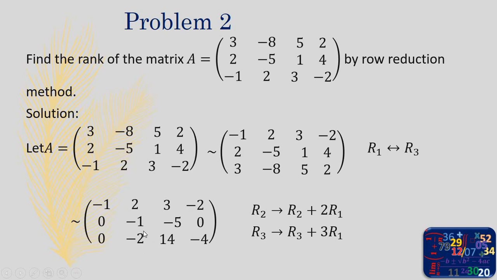Now I want to make this minus 2 become 0 with the help of row 2. Please note that with the help of row 1 we cannot bring it to 0. Why? Because if we do that, then this 0 becomes non-zero. To avoid that, I wish to use only row 2.